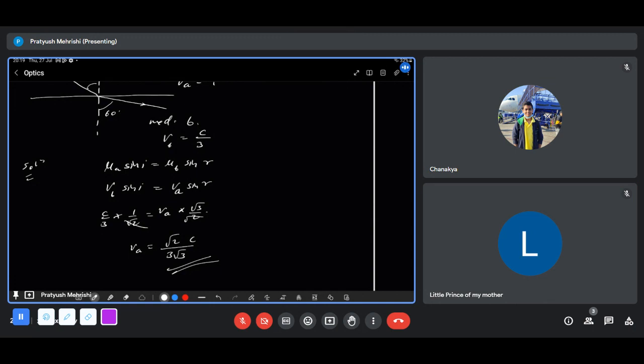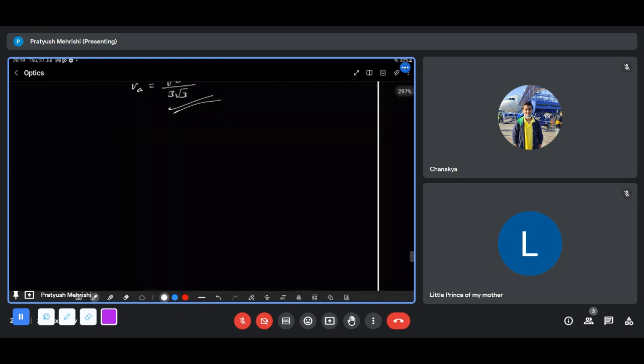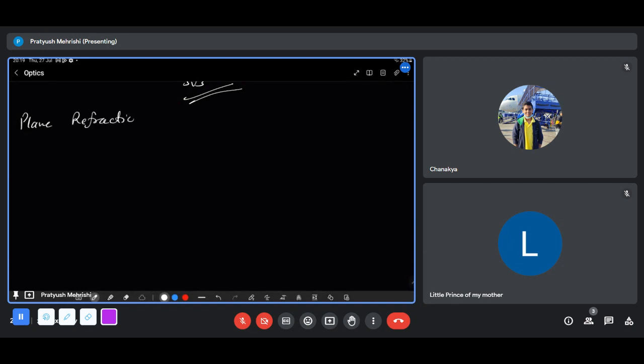Okay. Now, this was about refraction at a single surface. Now, what about the refraction at multiple surfaces? Write down the heading now. Plane refraction.